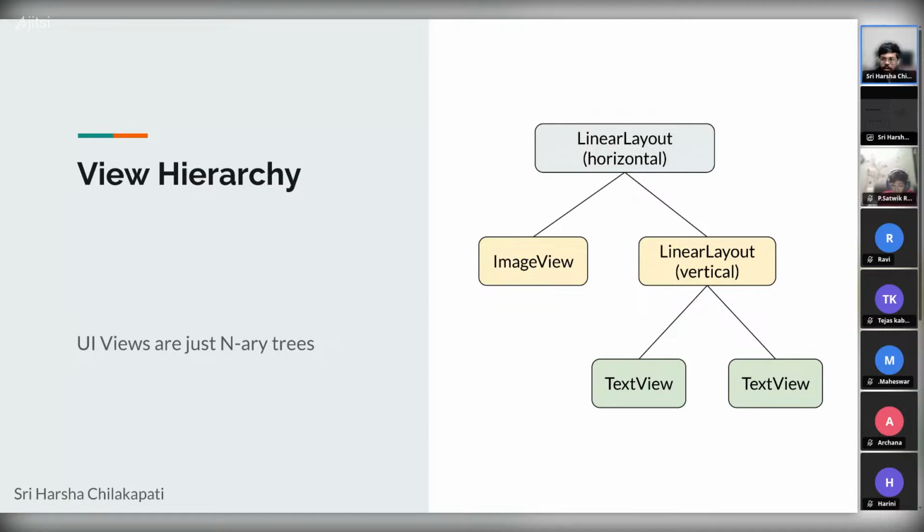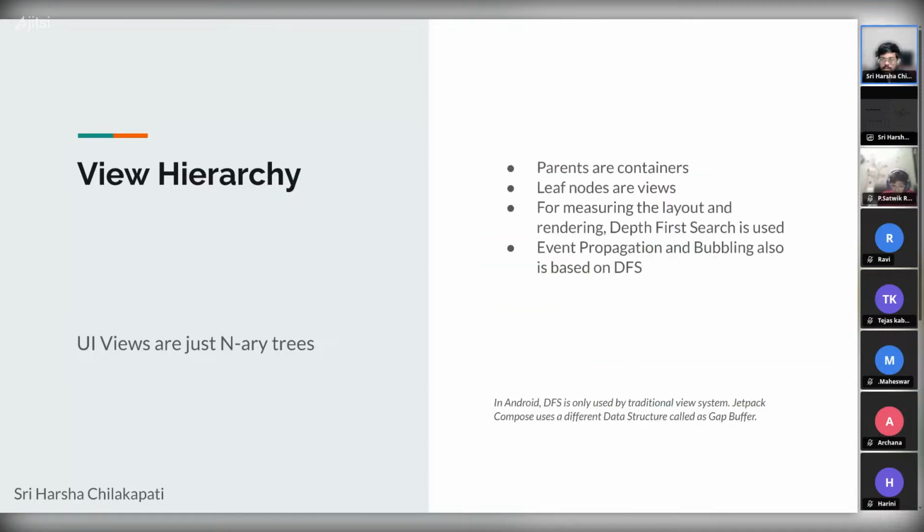Now, how do we understand this? All the parents in the tree are containers. Every leaf node is a separate view, which tells how to draw, what to show on the screen. And for measuring the layout and rendering.